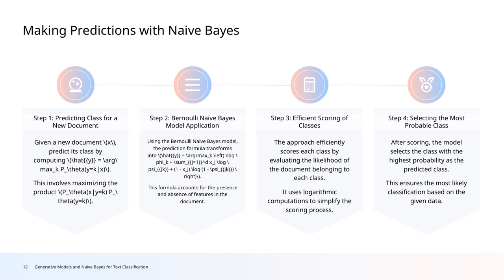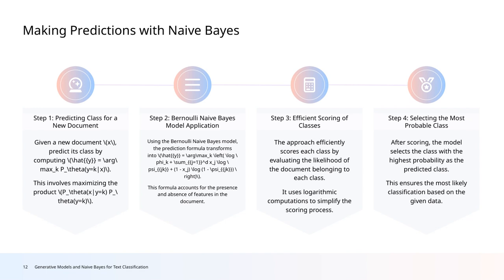Moving on to the next step, we focus on selecting the most probable class. The approach here is to efficiently score each class by evaluating how likely the document belongs to each one. To make this process manageable, we use logarithmic computations. These log calculations simplify the multiplication of probabilities into addition, making the scoring more straightforward and numerically stable. Specifically, when using the Bernoulli naive Bayes model, the prediction formula becomes a sum of log probabilities.